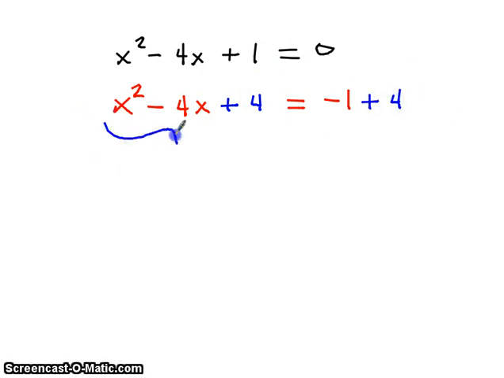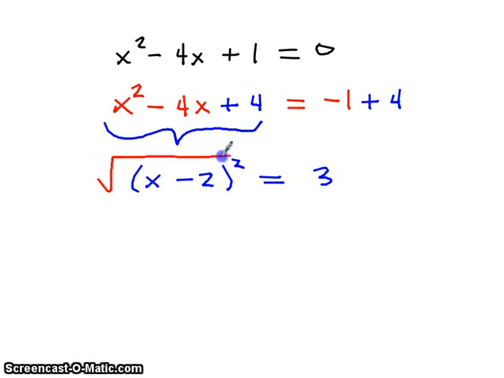That results in a perfect square trinomial on the left. So we have x minus 2 to the power 2 is equal to 3. From here we're going to take the square root of both sides, which gives us x minus 2 equals plus and minus the square root of 3. Then we add the 2 to both sides to get the x all by itself, and now we have x equals 2 plus and minus the square root of 3.